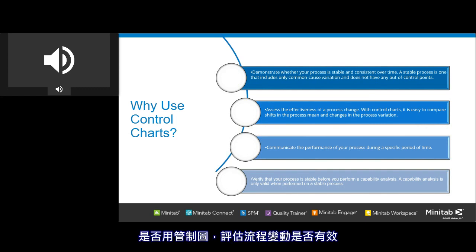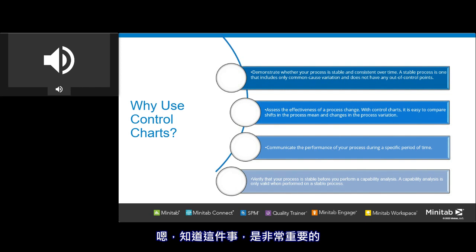Another use is assessing how effective a process change is. If I'm working on a process and I want to improve it, I should back up by saying a stable control chart doesn't mean it's a good process. It just means it's consistent. It could be consistently bad in terms of how you're delivering whatever service you're delivering.